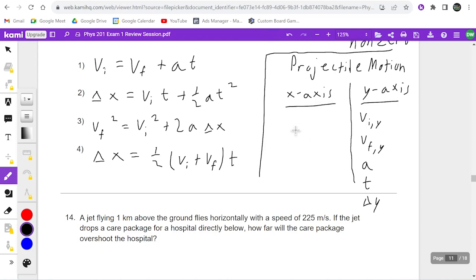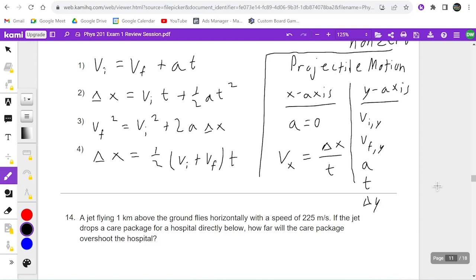X-axis, not so straightforward. The acceleration's 0 in the x-axis. The reason why is because the speed is not changing in the x-axis, only the y-axis. And so that means you use this equation, velocity equals distance over time, which I'm just going to write slightly differently. I write Vx equals delta x over t. And whenever you do a projectile motion problem, it'd be very wise to figure out what the x-axis velocity is and what the y-axis velocity is, because I guarantee you're going to need to know that. And it differs for each problem. Any questions?